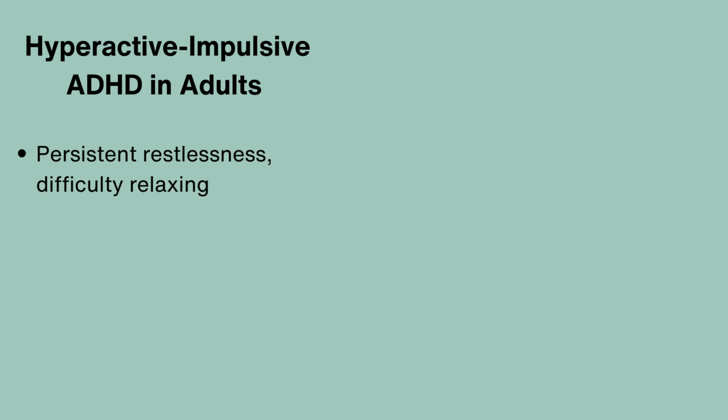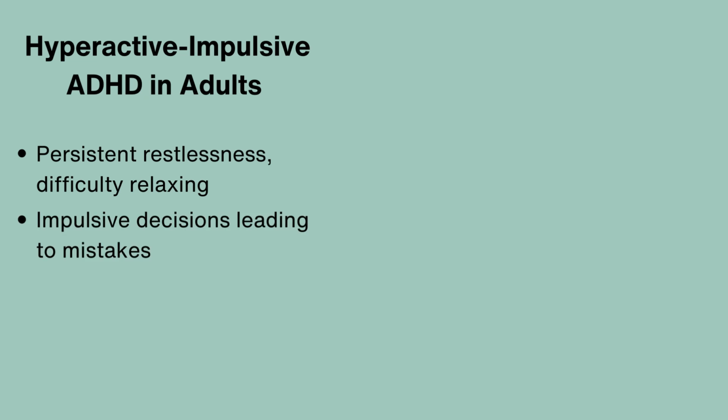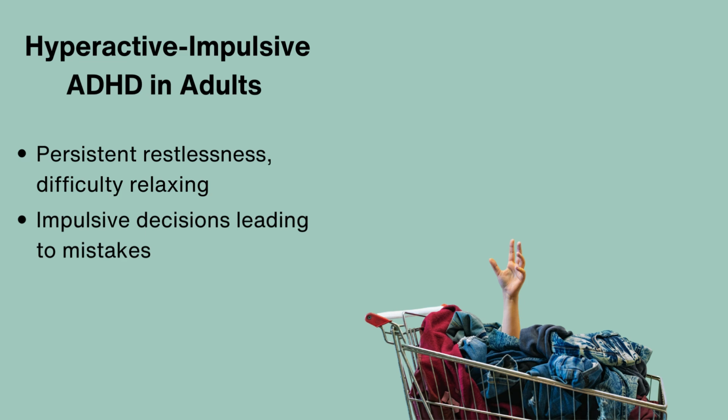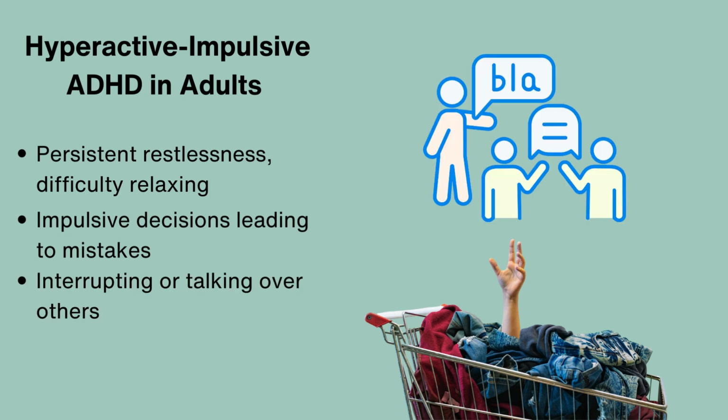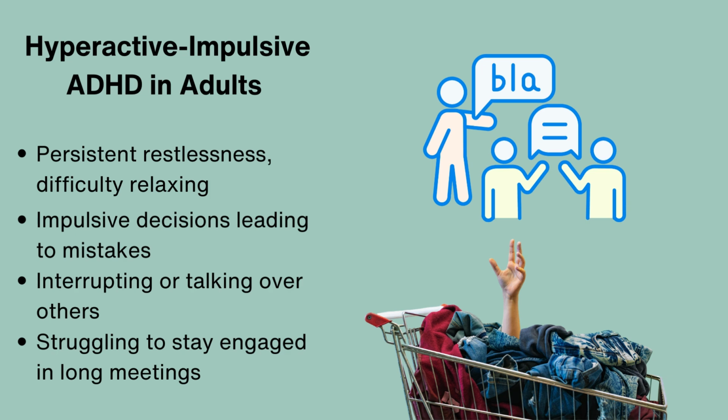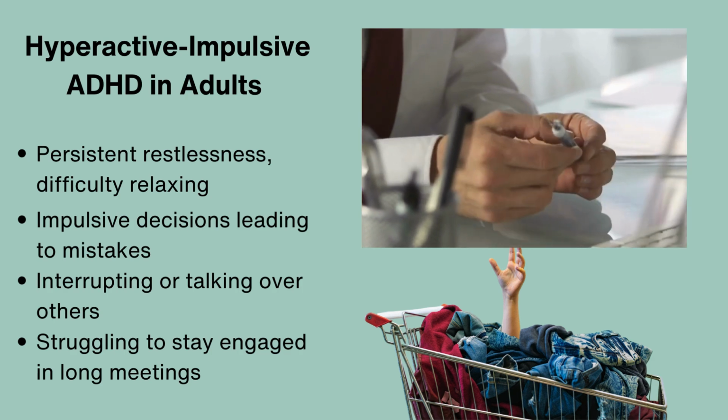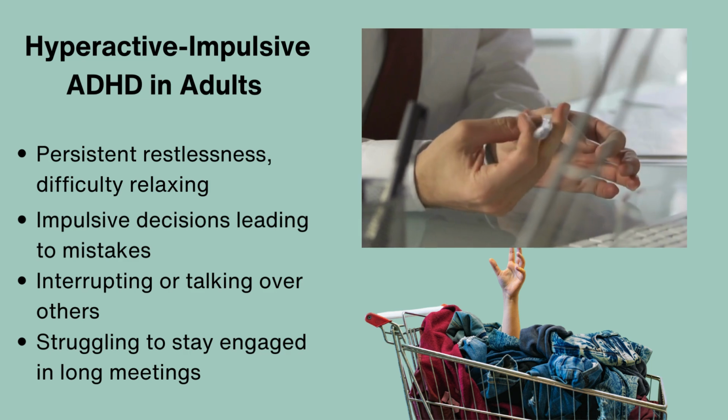In adults, hyperactive-impulsive ADHD might show up as a persistent feeling of restlessness with difficulty sitting still or relaxing, even when they're in calm environments. Making quick, often impulsive decisions which can often lead to mistakes or unintentional consequences. Frequently interrupting conversations, talking over others, or completing other people's sentences, which can really affect social relationships. Difficulty staying engaged during long meetings, constantly needing to move around or find the next interesting thing to do.